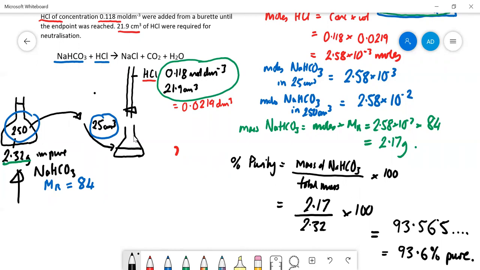Okay, that is a very common sort of calculation for an A-level titration calculation. So if you can get your head around that at this stage, you're doing pretty well. Anyway, there'll be more of these to follow, and then I will post some practice questions.